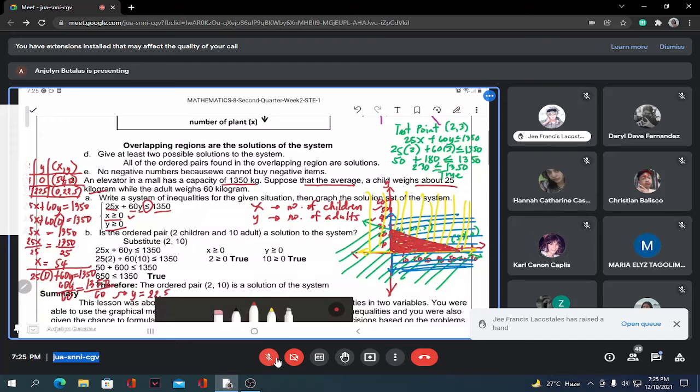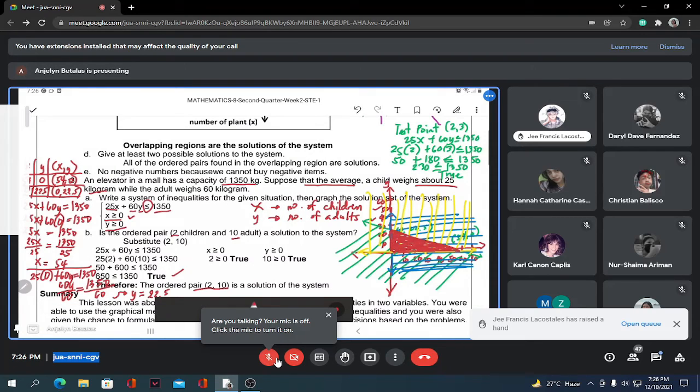Now, you're asked, is the ordered pair 2 children and 10 adults a solution to the system? (2, 10). You substitute, and it is true. So 2 children and 10 adults can ride, and the elevator will not be overloaded. The ordered pair (2, 10) is a solution of the system.